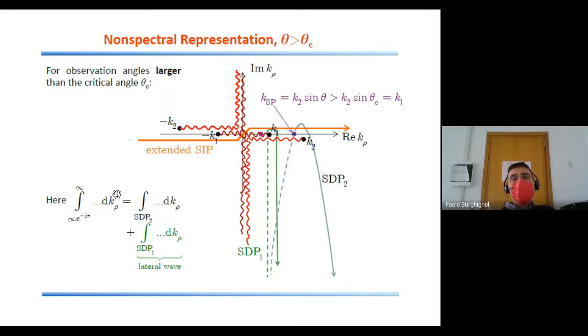So all in all, the original integral along the extended Sommerfeld integration path is the sum of two contributions. That is the contribution from the steepest descent path that goes through the saddle point, the SDP number 2. But in addition, we have also a contribution from the SDP1, and that is by definition our lateral wave. This lateral contribution is the one that we now wish to examine more closely from an analytic point of view.